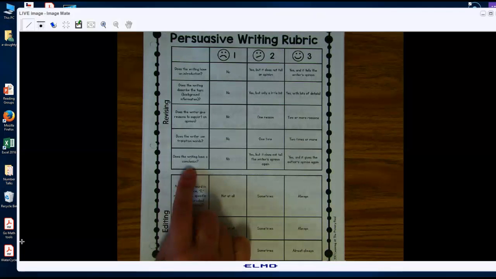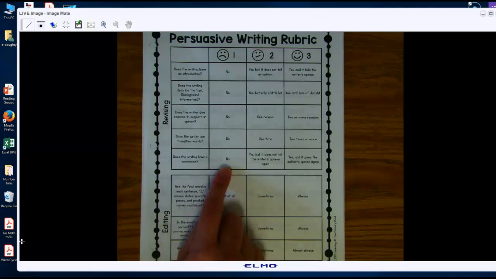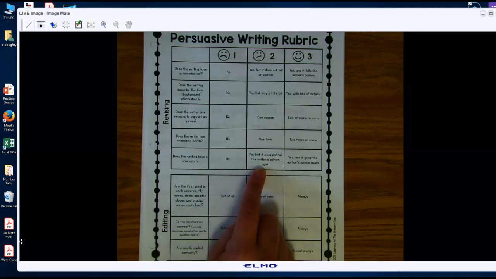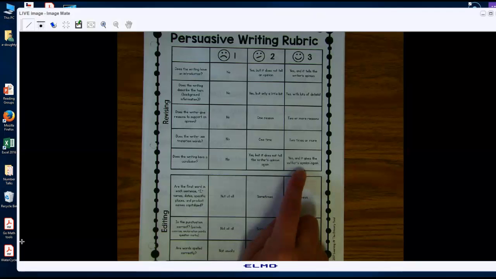Does the writing have a conclusion? Did you say your opinion again and tell them how to get the thing that you want them to get or how not to get the thing you don't want them to have? Nope, I forgot it. Yes, but it does not tell the writer's opinion again. Or yes, it gives the author's opinion again.